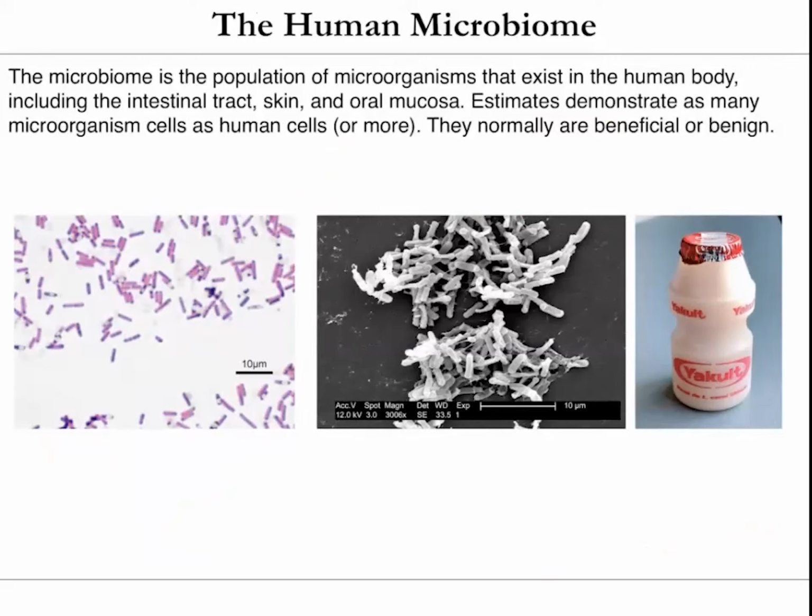And one place that they're especially important is in what's called the human microbiome. So the microbiome is the population of all microorganisms, including bacteria and archaea, but also fungal cells, but especially bacteria, that exist in the human body, basically all over the human body. So they're especially prevalent in places like the intestinal tract, all over your skin, in the oral mucosa, in the conjunctiva of your eye. They really are all over.